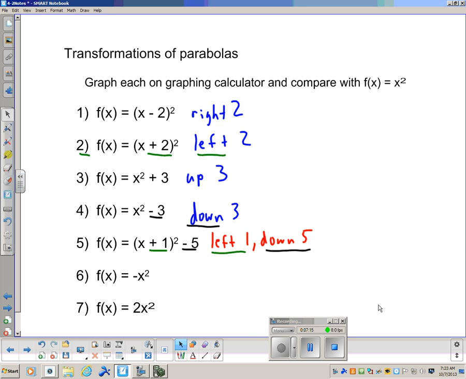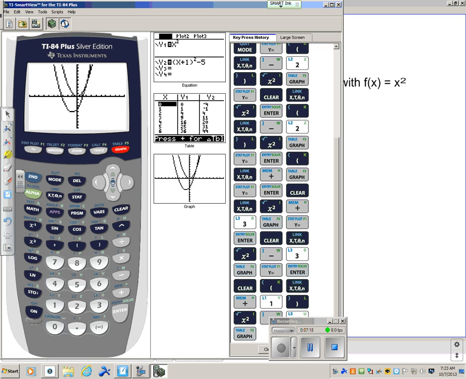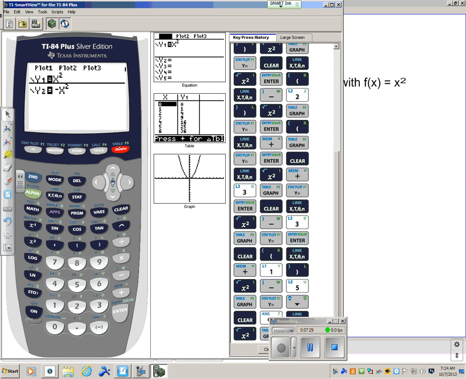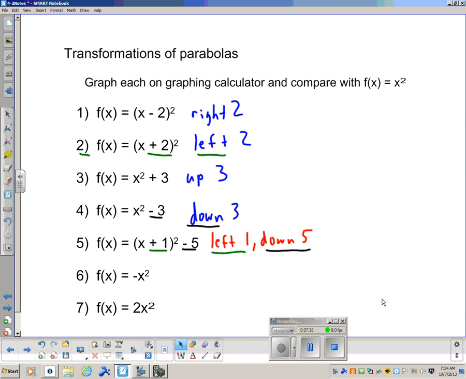Number 6 there, a little difference, got a negative on the outside there. Let's compare those. So I'm going to go down here, plug this in. I'm going to plug in a negative x squared and see what happens with those. So there it is, and there's the next one. Oh, it's just upside down. Well, of course, got a negative on the outside, it's going to flip it upside down. Some people like to say it's reflected over the x-axis. However you want to do that.